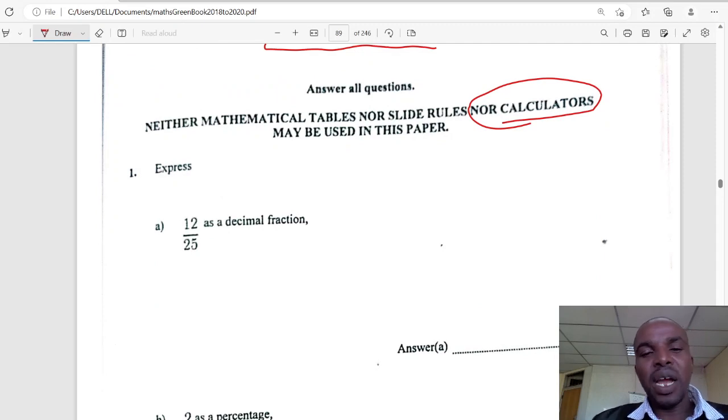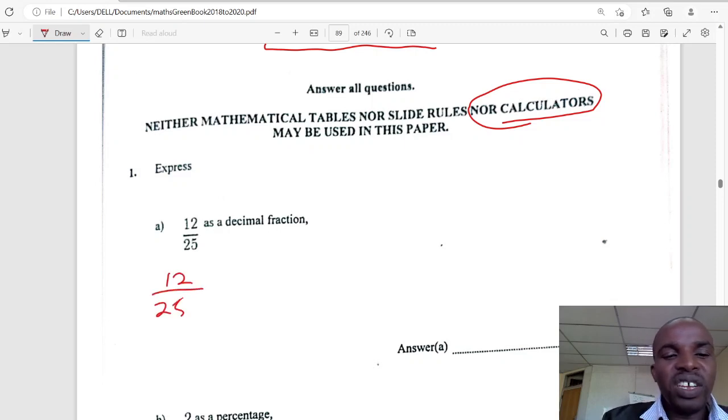Let's get started. Question number 1. Express 12 over 25 as a decimal fraction. Right, so you just say 12 over 25. First thing, you say 25 into 12. Right, there's no common factor between the two. So just say 25 into 12 is actually 0.